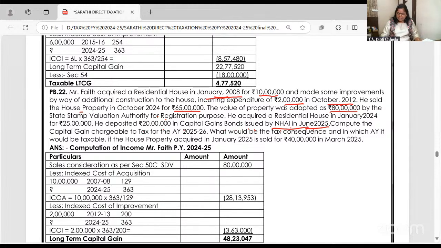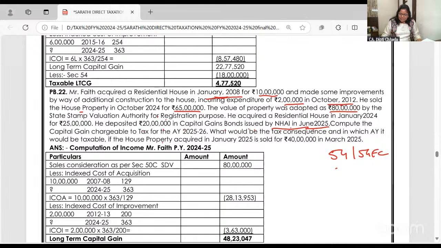54EC. So can we avail 54 and 54EC both? 54 is sell the house, buy the house. 54EC is sell the house, buy the bonds. So when you sell the house and you get a capital gain, either you can buy a house, or, if I don't want to buy a house, I just sold it, why should I buy a house? Can I put the money in bonds for a lock-in period of 5 years? Yes. Compute the capital gain.